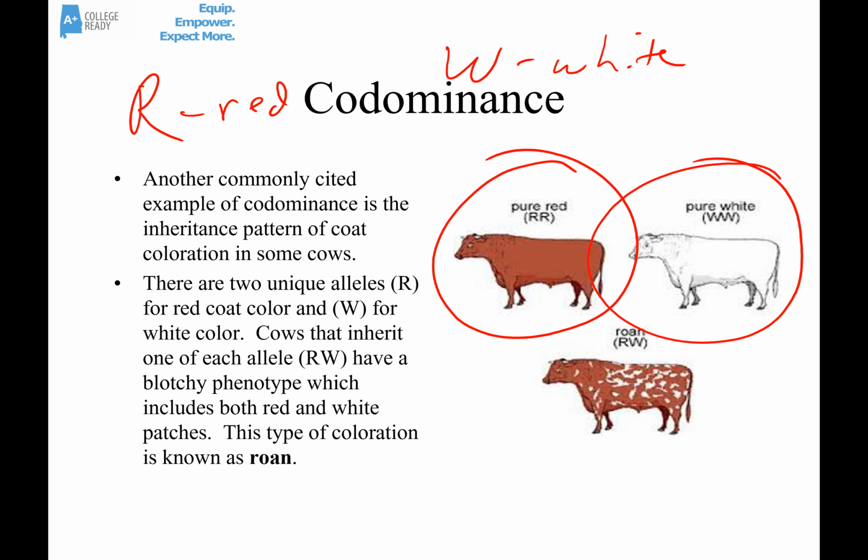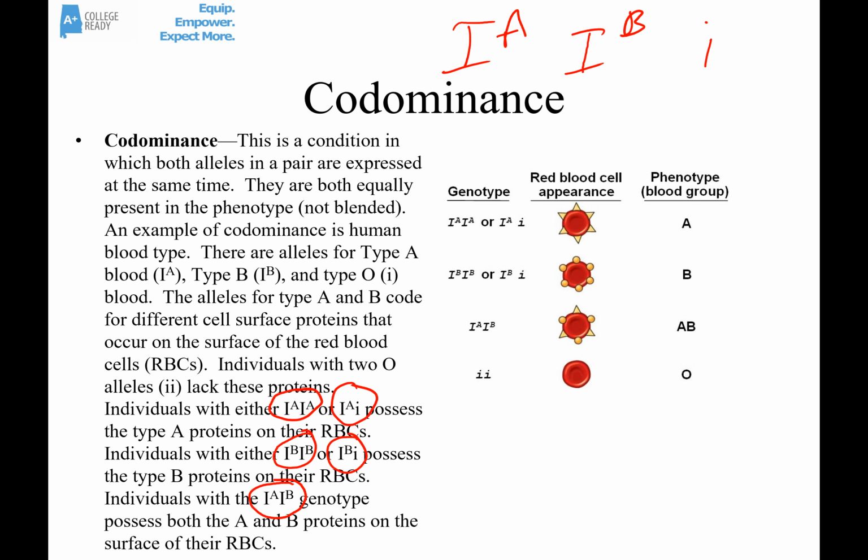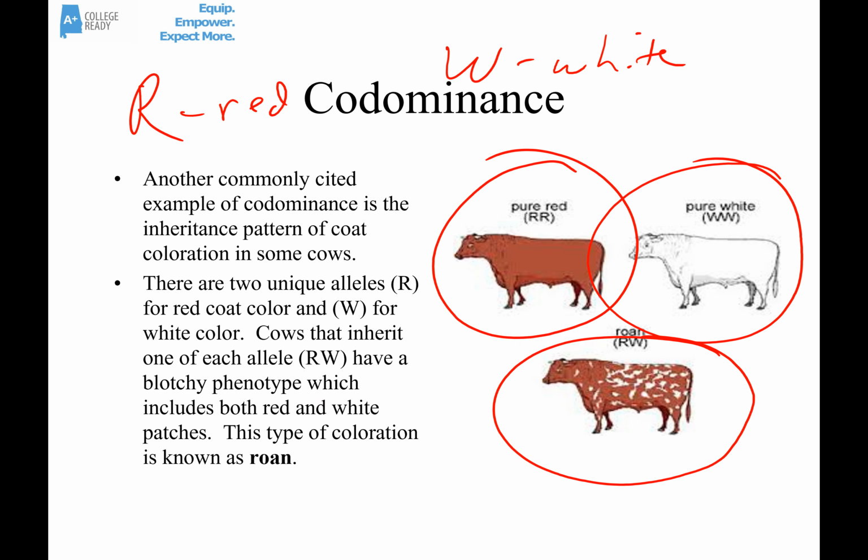But if a cow ends up with one red allele and one white allele, they end up with this coloration pattern. This is called a roan. So we're ending up with a distinct expression of both the red allele and the white allele, not something in between. We don't end up with pink in this case. We end up with patches of red and patches of white. This is codominance.